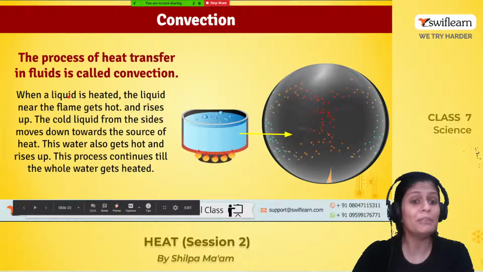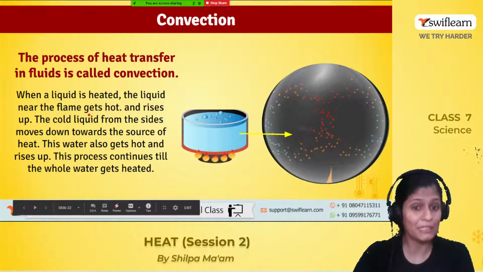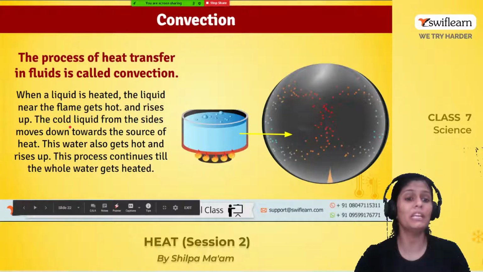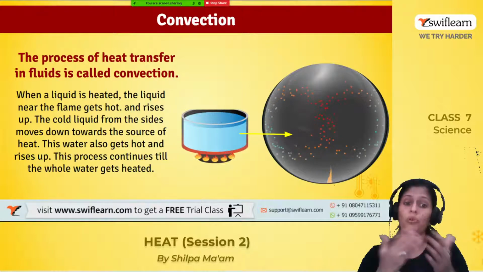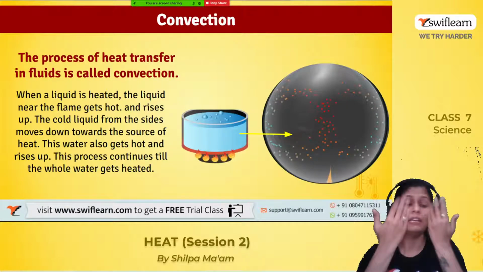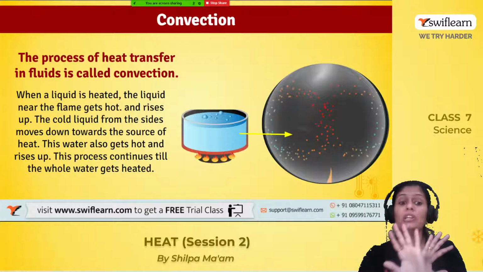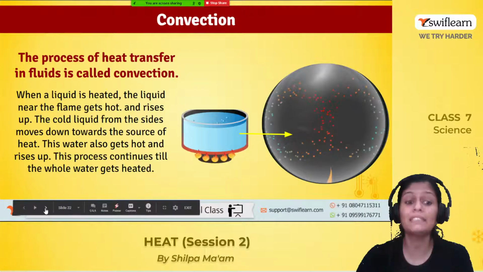When a liquid is heated, the liquid near the flame gets hot and rises up. The cold liquid from the sides moves down towards the source of the heat. This water also gets hot and rises up. The process continues until the whole water gets heated. This process is called convection.